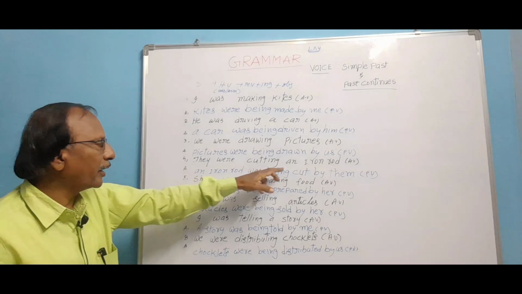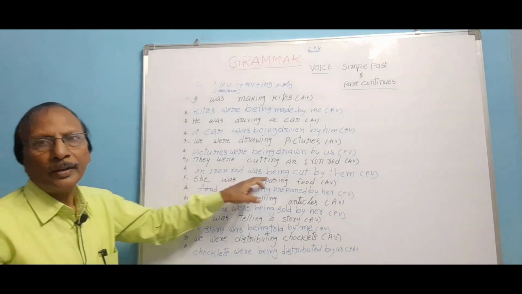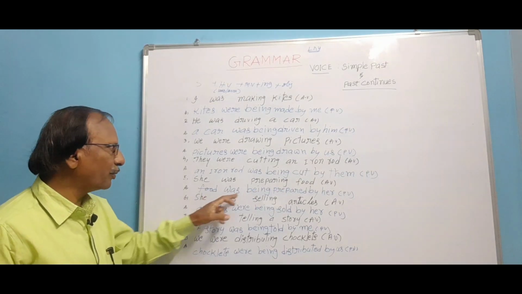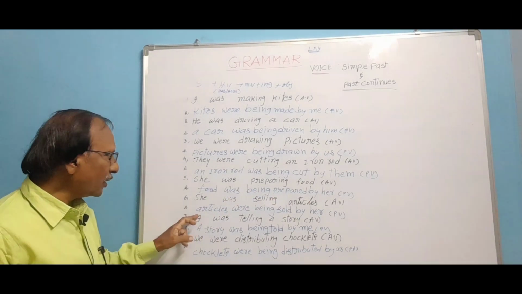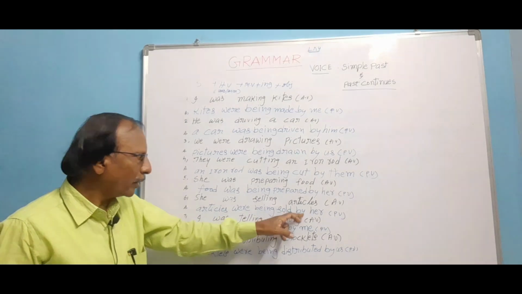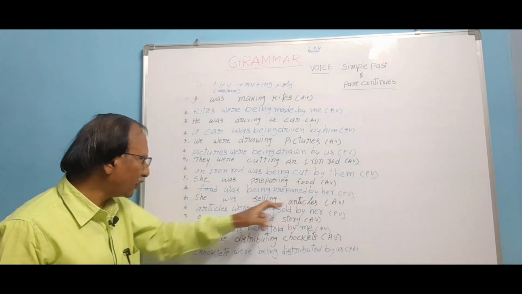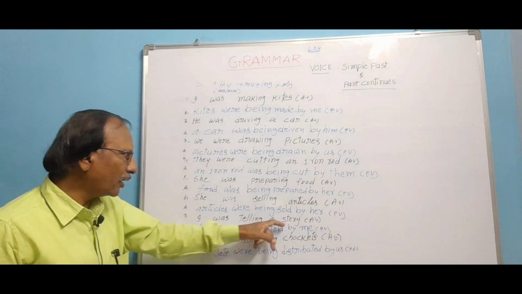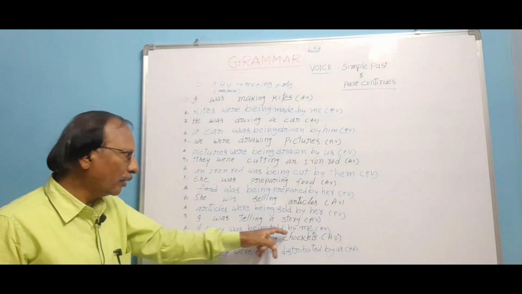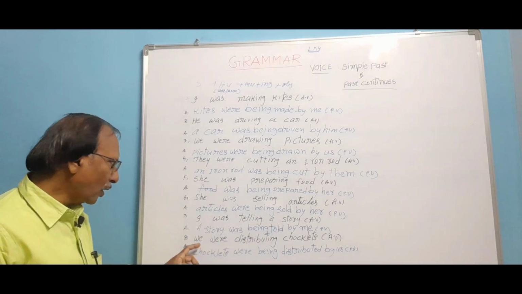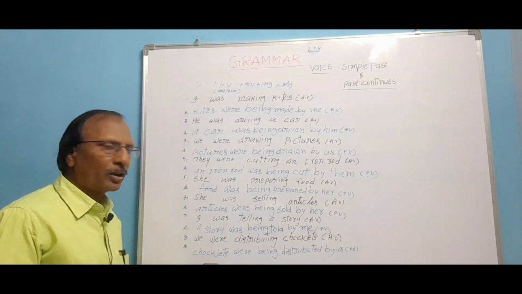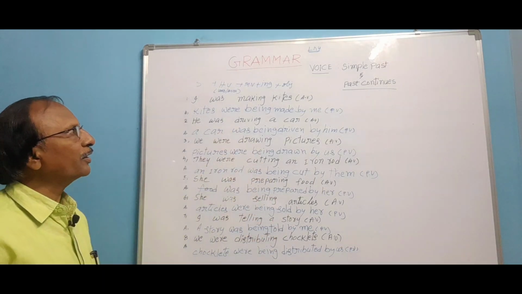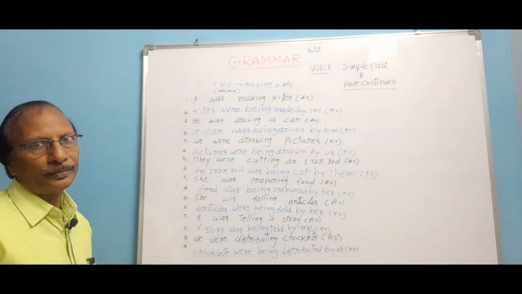They were cutting an iron rod. An iron rod was being cut by them. She was preparing food. Food was being prepared by her. She was selling articles. Articles were being sold by her. And next, I was telling a story. A story was being told by me. I changed into me. We were distributing chocolates. Chocolates were being distributed by us. These are the sentences on past continuous voice.